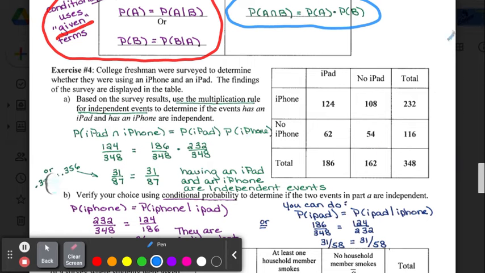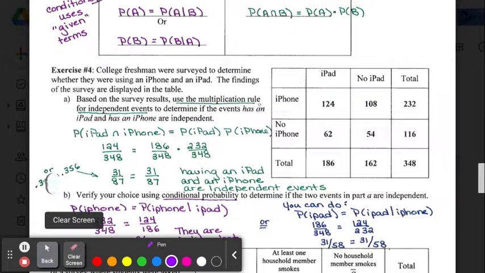College freshmen were surveyed to determine whether they were using an iPhone and an iPad. The findings of the survey are displayed in the table. So on the top, we have iPad versus no iPad, and then on the side, iPhone versus no iPhone. Based on the survey results, use the multiplication rule to determine if the events has an iPad and has an iPhone are independent. So we're looking to see if having both has some type of change in the probability.